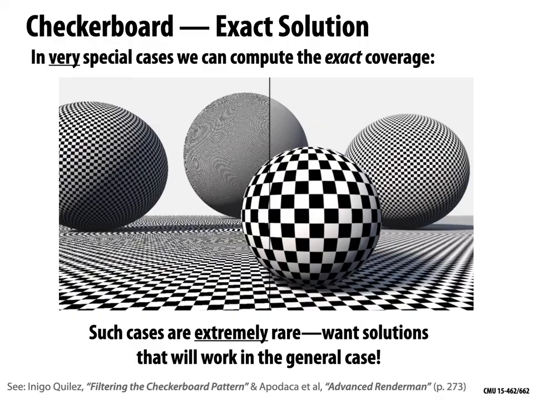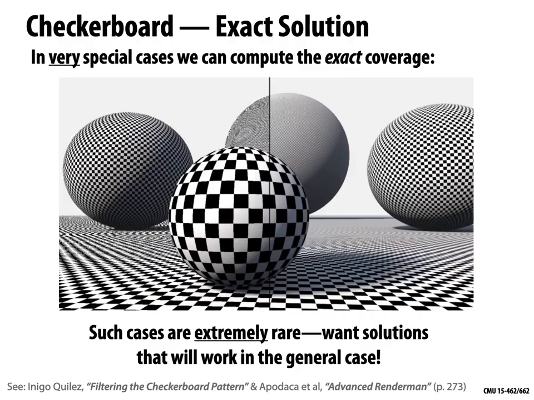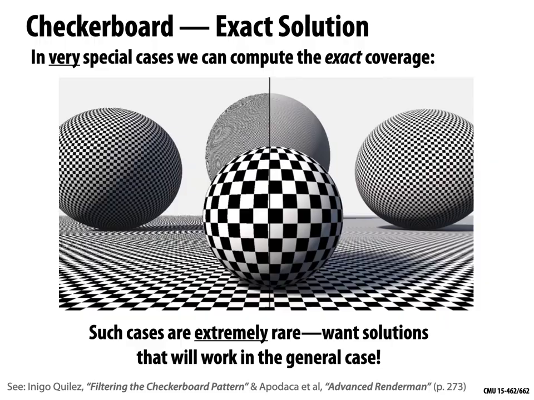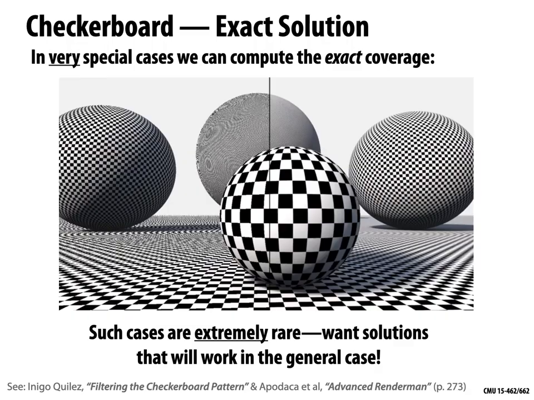And so the reason that we use sampling in computer graphics is that we want solutions that work in the general case, right? We don't just want to talk about checkerboards on planes, but we want arbitrarily complex geometry with interesting signals. Things are intersecting and overlapping, and there's transparency and so forth. And really the only general purpose solution to that is to try to sample and reconstruct by taking finitely many sample points. Okay? All right.